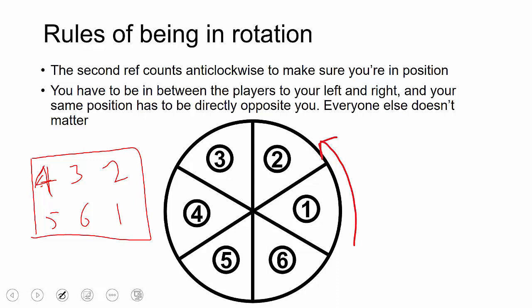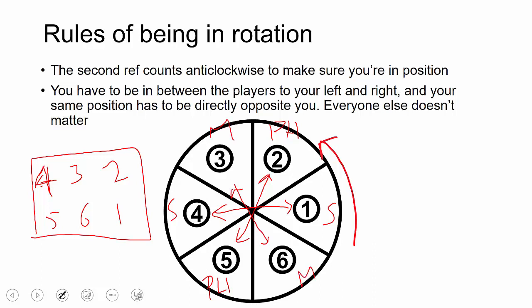If you're a passer in position two, and your other pass hitter is not in position five, as in they're not opposite each other, then something's wrong and you add a rotation. So these two should be pass hitters. Usually one and four will be the setters. They all have to be opposite each other. And three and six should be middles, just for the start.